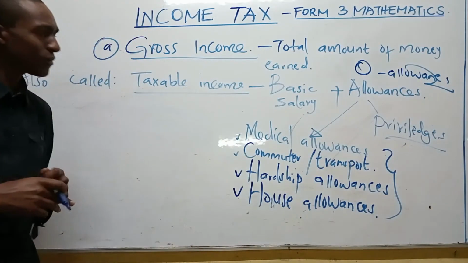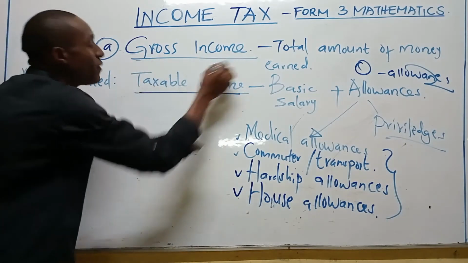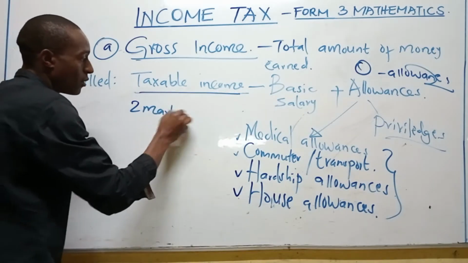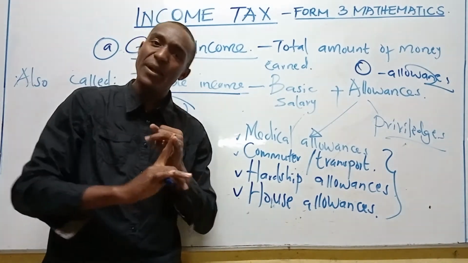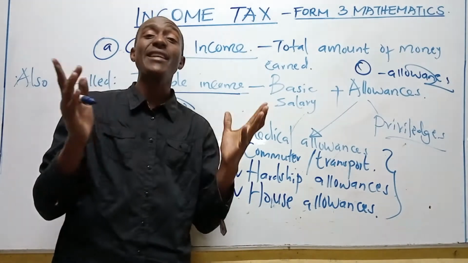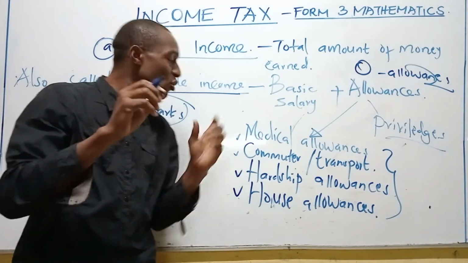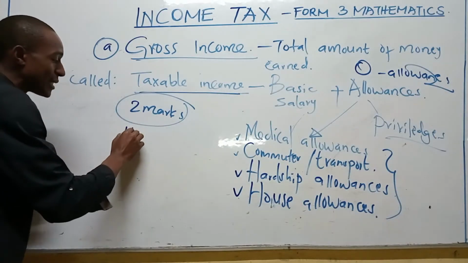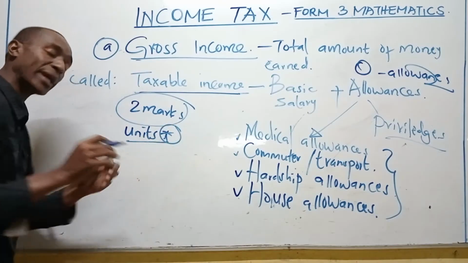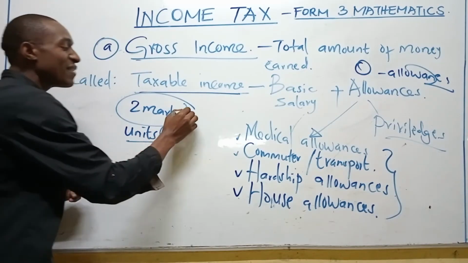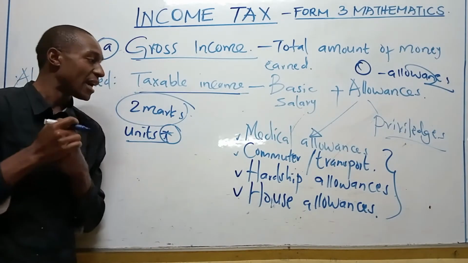Gross income or taxable income will give you 2 marks. Once you are able to total the taxable income, the basic salary plus the allowances, if there are any, you get 2 marks. But remember, there is a table that I will introduce you to, and that table will require you to convert your workings to the units that are given in that table. Or else, when you are not given the instruction, you shall look at the table and convert your values according to that table.